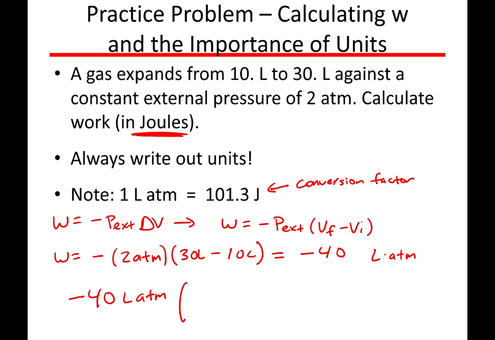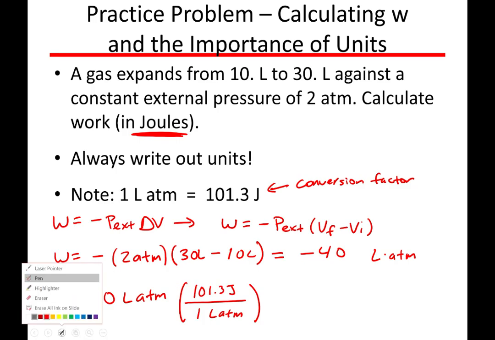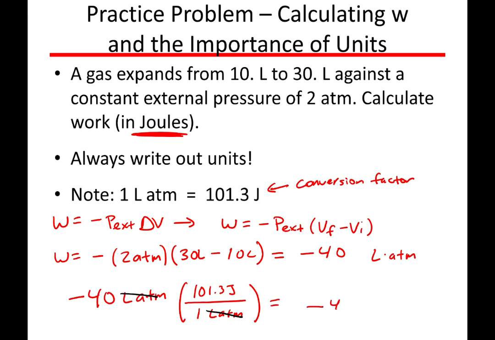To make the units what we want them to be, we're going to use the conversion factor in a way such that we put 1 liter atmosphere on the bottom. That will allow liters atmospheres to cancel out. And then we'll put the 101.3 joules on the top because that is what we are going towards. In terms of the units, the liters atmospheres cancel. Negative 40 times 101.3 comes out to negative 4,052 joules. And there's our answer.